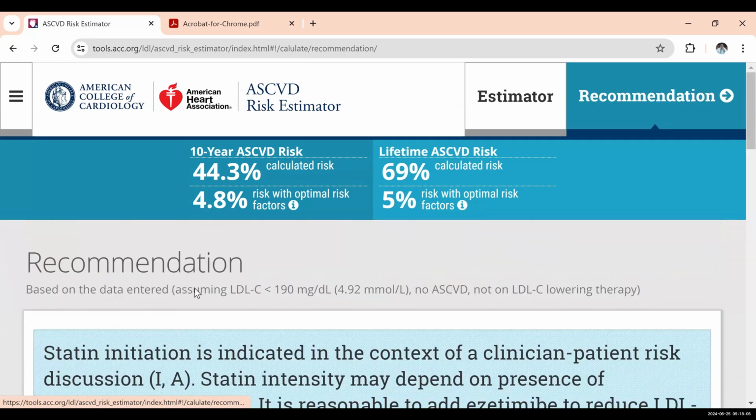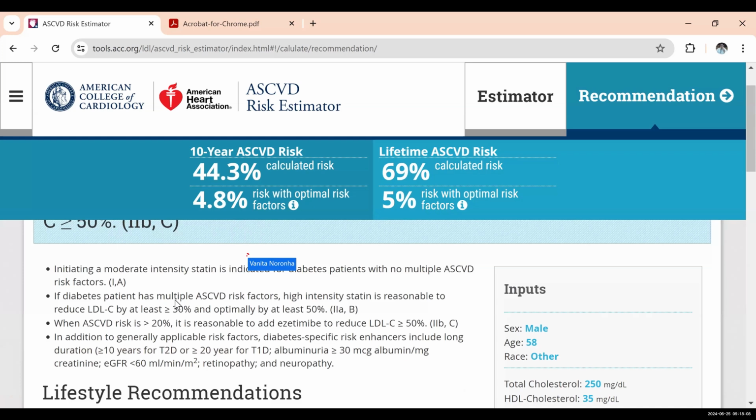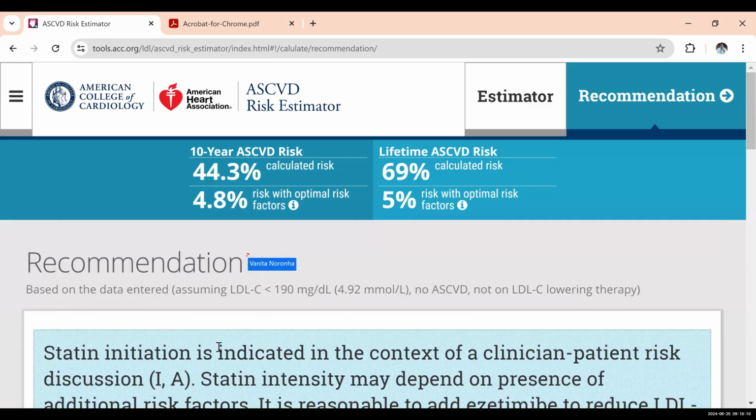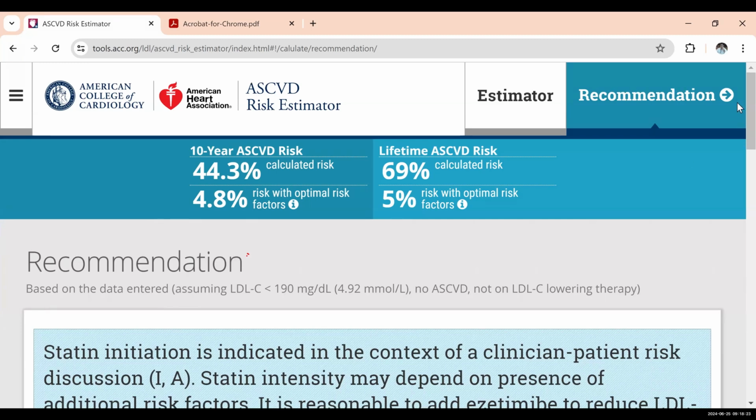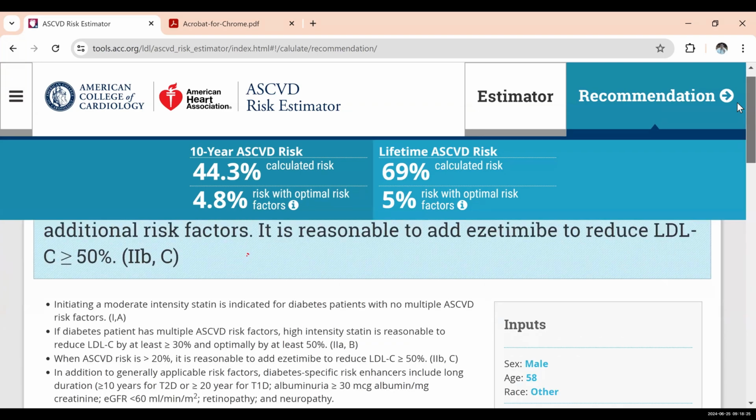So if you see this recommendation, it is saying that statin initiation is indicated in the context of clinician-patient risk discussion. Statin intensity may depend on the presence of additional risk factors. It is reasonable to add ezetimibe in this patient to reduce LDL-C as well. So accordingly we can add. If you see, the 10-year ASCVD risk calculated is 44%.